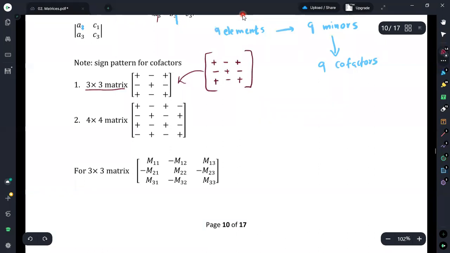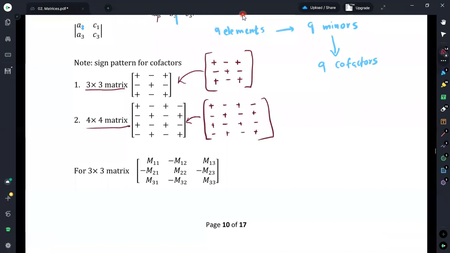Then for a 4 by 4 matrix, we can extend the same concept. It is plus and minus, then here it is starting from plus and minus, plus and minus. Therefore, this can be considered as the sign pattern for a 4 by 4 matrix.